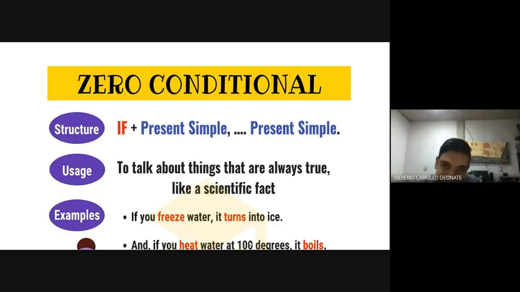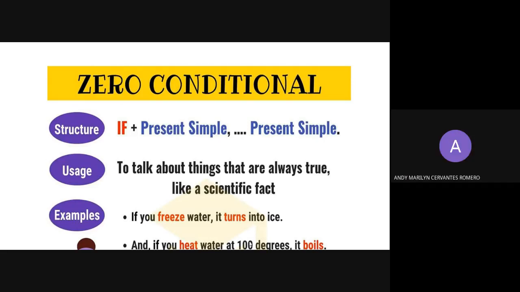In this case, with the zero conditional, we're going to talk about things like, as you have in here, if you freeze water, it turns into ice. Because it's a fact. We all already know that if we freeze water, we're going to get ice, or it turns into ice. Okay. Entonces vamos a hablar de hechos, chicos. O sea, hacemos algo, sabemos cuál va a ser el resultado, ¿vale? Porque es un hecho. Entonces, lo que les decía en el ejemplo, if you freeze water, it turns into ice. Si congelas agua, se vuelve hielo. Right?